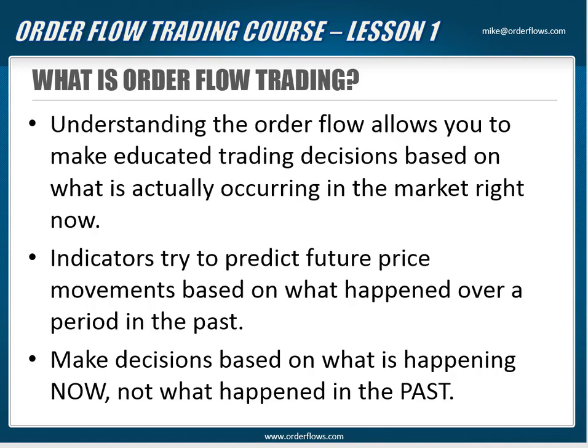Indicators try to predict the future price movements based on what happened over a period in the past. That's what moving averages are based on, an average over a certain period. Well, do you really want to be making your decision on something that happened 10 bars ago, 15 bars ago, relative to where we are now? Why don't you just make decisions based on what's happening now rather than what happened in the past? It's the information that's appearing before you right now that you want to be basing your decisions off of.